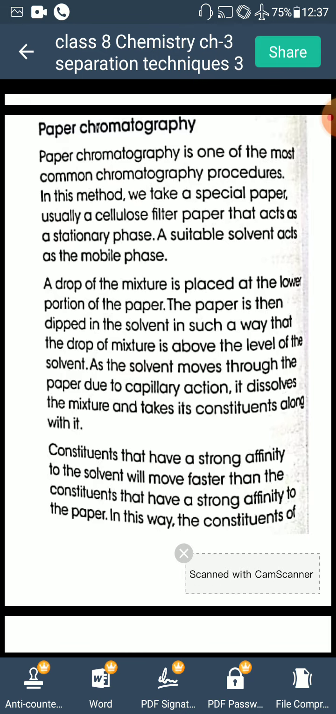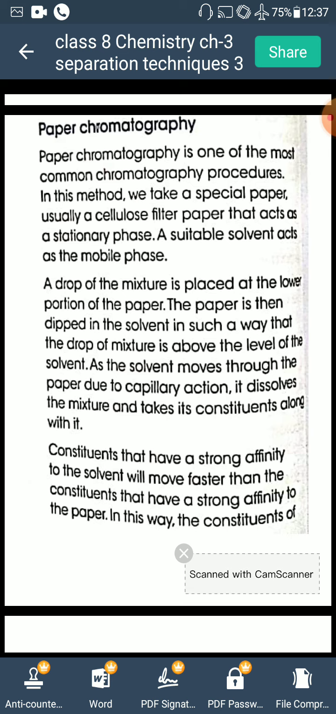Paper chromatography is one of the most common chromatography procedures. In this method, we take a special paper, usually a cellulose filter paper, that acts as the stationary phase. A suitable solvent is used in paper chromatography, which acts as the mobile phase. So the solvent is the mobile phase, and the cellulose filter paper acts as the stationary phase.